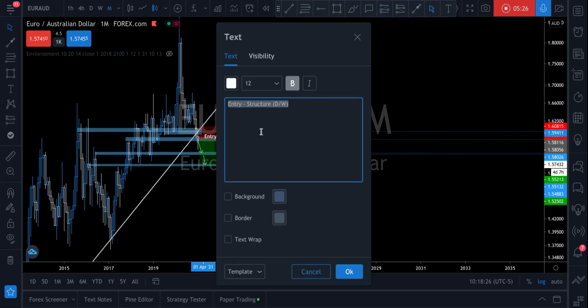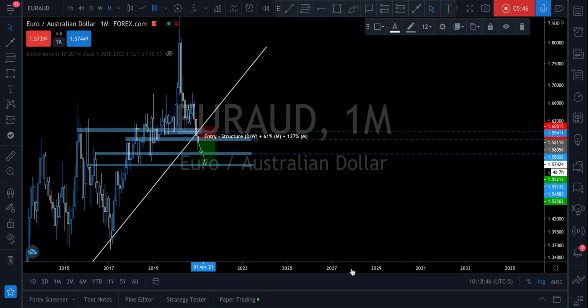So we're going to do entry, and this is actually going to be structure. Plus, it's also the 61 fib of the monthly leg and the 127 extension of the monthly leg. So that's a lot of confluence for us to get on this trade. And if we do on the 4 hour and daily start treating this area as resistance, then it's likely for us to fall down at least the minimum, capturing this first 1 to 3.8 risk reward ratio, all the way up to this 1 to 2.0 risk reward ratio.